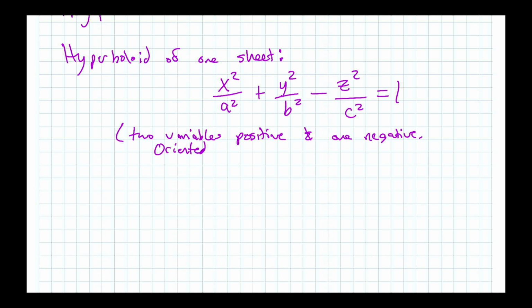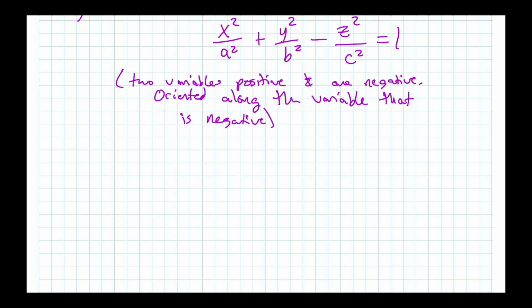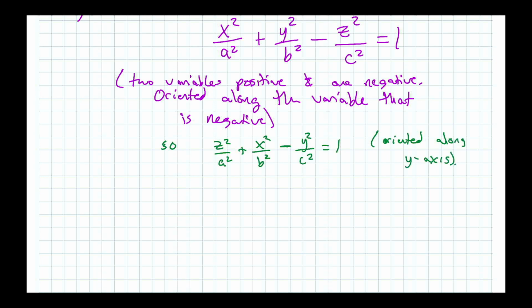Okay, oriented along the variable that is negative. Right? So for example, what I'm saying here is this. If I switch the variable names around, if I go like z squared over a squared plus x squared over b squared minus y squared over c squared equals 1, this is still a hyperboloid of one sheet, because it's still plus, plus, and then minus. It's just which variable is where changes, right? And the only difference is that this one is oriented along the y-axis, which means it's just going to be sideways compared to the other one. So this is oriented along the y-axis.